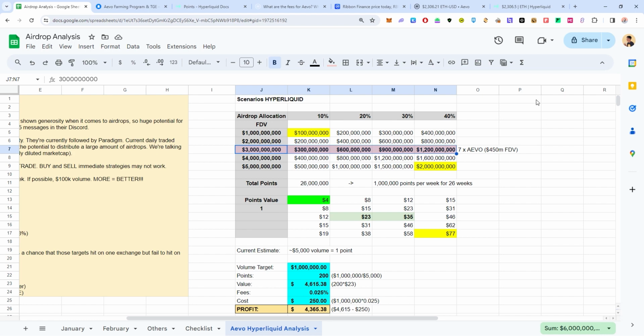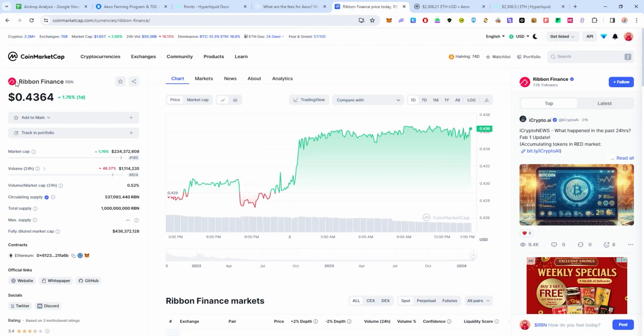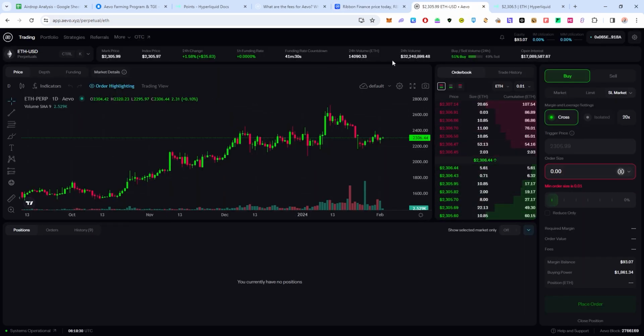Now we talk about Ribbon Finance, Aevo's market cap. Remember that Aevo's market cap is at $450 million, and we look at the volume they are doing. Let's take Ethereum for example. They are doing 30 million Ethereum volume every single day, and that's a pretty decent sum already for an exchange.